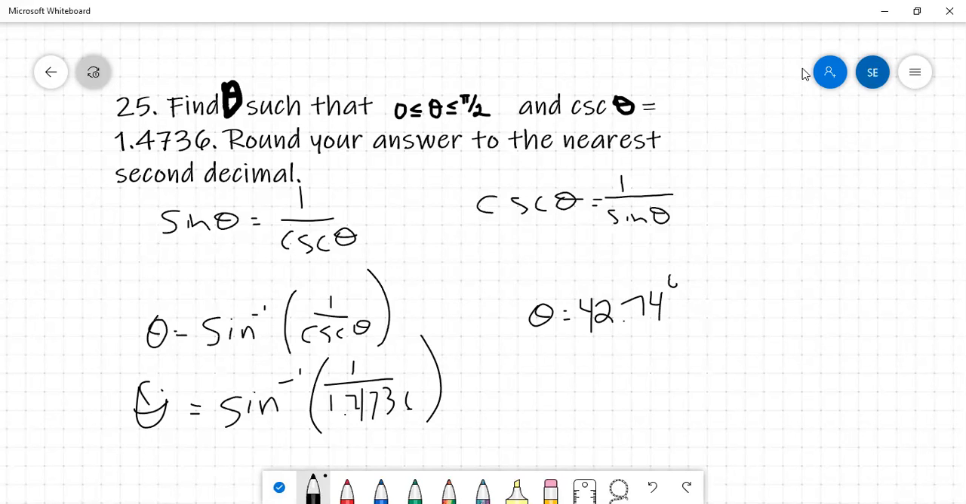Okay. When you're using your calculator, please be sure that you are in radians or degrees. There's a mode button on your calculator, and you can switch it back and forth. So if you're reporting your answer in degrees, make sure that when you do this inverse sine that you are in degrees and not in radians. Okay.